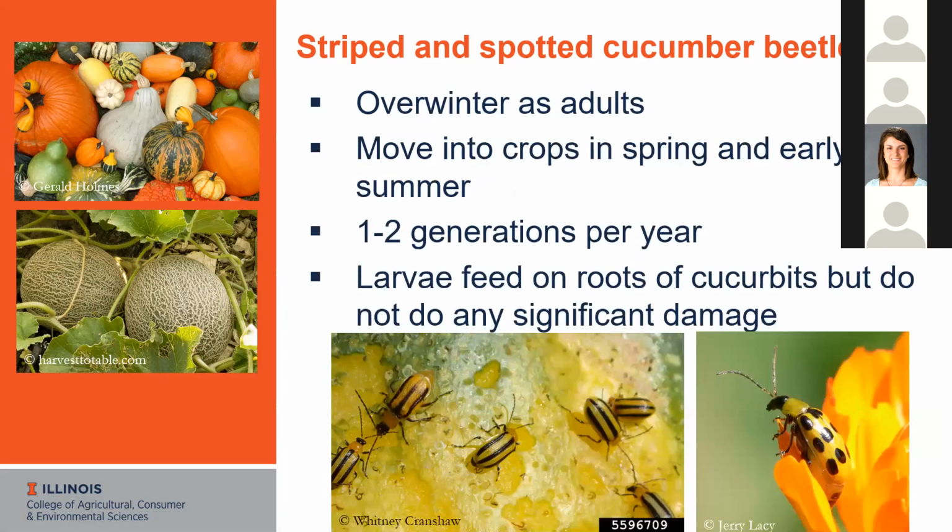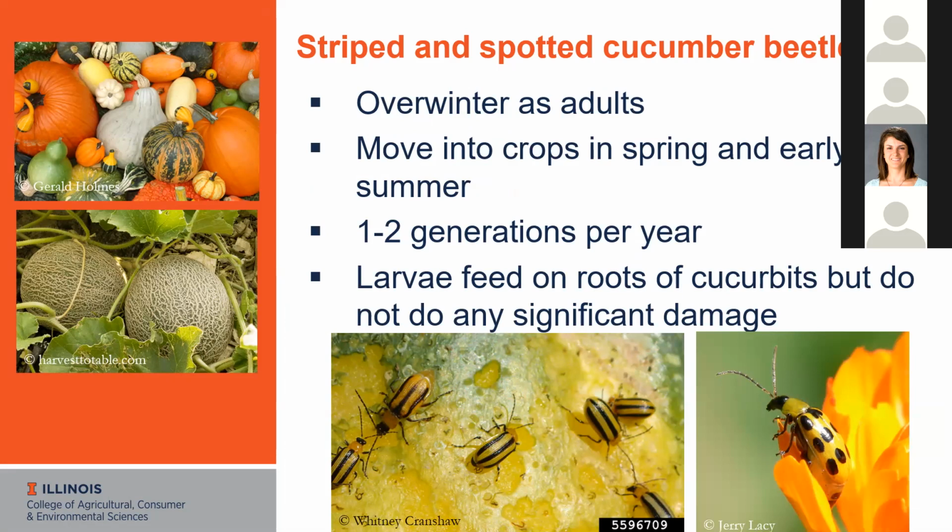And so cucumber beetles overwinter as adults in soil and in crop margins. And they move into the crops in the spring and early summer. And they have 1 to 2 generations per year. And the larvae actually feed on the roots of cucurbits, and they don't really do any significant damage as larvae. The damage is in the adult stage.